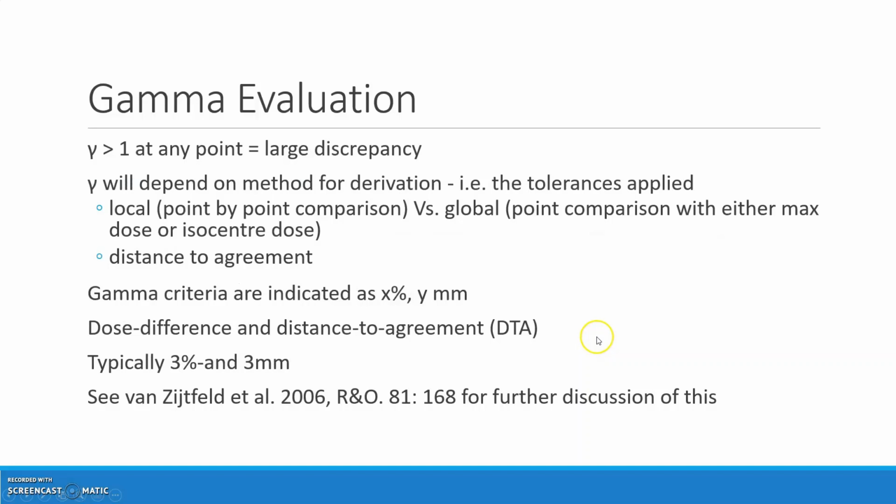So again, you don't need to worry too much, okay? Just remember that the gamma criteria are indicated as a percentage of dose difference and a specified difference in millimeters. So it's a dose difference and a distance to agreement. And as I've said, typically 3% and 3 millimeters, but it can vary.